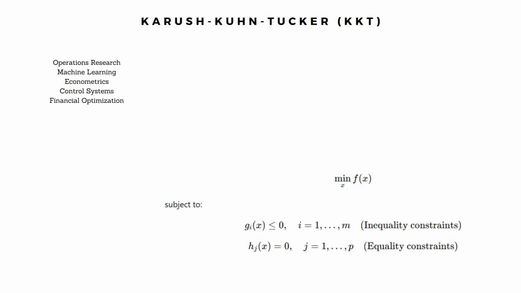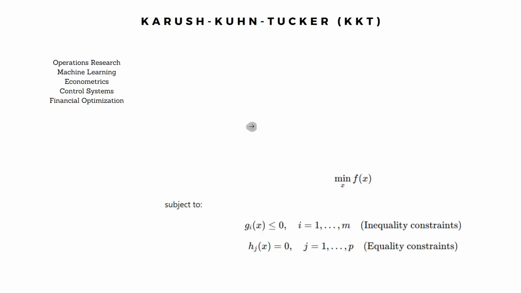Alright, let's start by discussing the Karush-Kuhn-Tucker conditions, and in this lesson I will call them KKT conditions. These are a set of necessary conditions that must be satisfied for a solution to be considered optimal in a constrained optimization problem. They extend the Lagrange multiplier method by adding the ability to deal with inequality constraints, which makes them particularly useful in nonlinear programming.